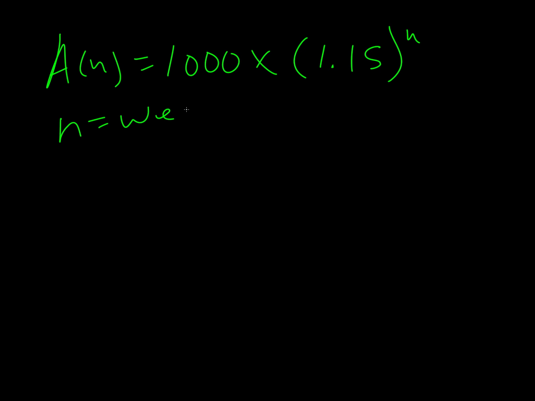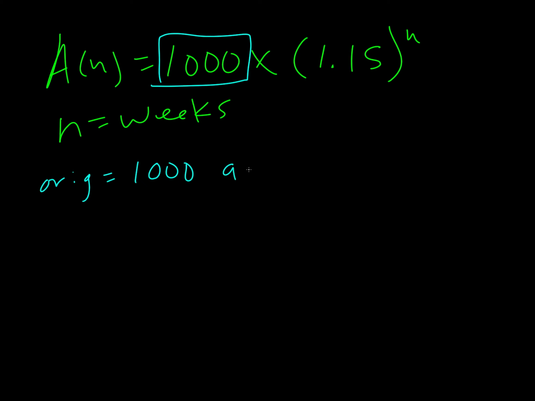by this equation. Okay, and where n is the number of weeks, so n equals weeks from the initial observation. Okay, so part A, find the original affected area. So the original is actually just this piece. So original equals 1,000 acres.